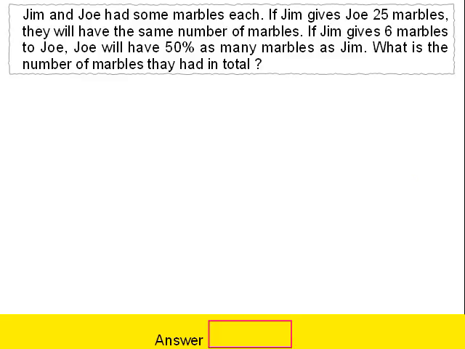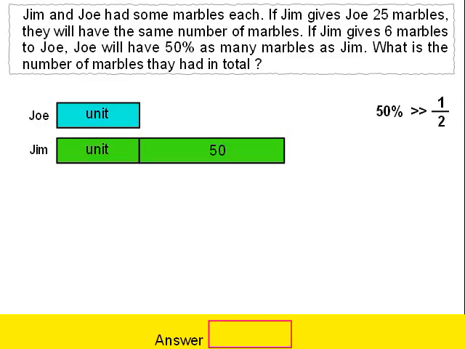Firstly, the percentage 50% is equivalent to half in fractions. Alright, and read the question carefully. It said that Jim gave Joe 25, then they will have the same number. That means to say that Jim had more, or rather Joe had lesser. So we assign the model of Joe to be 1 unit, and therefore Jim would have 1 unit plus 50.